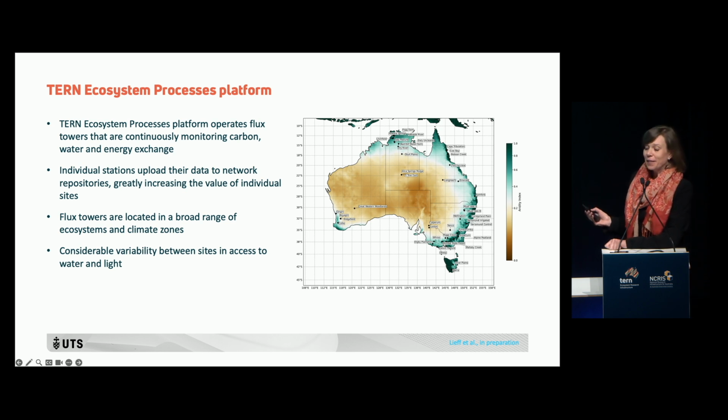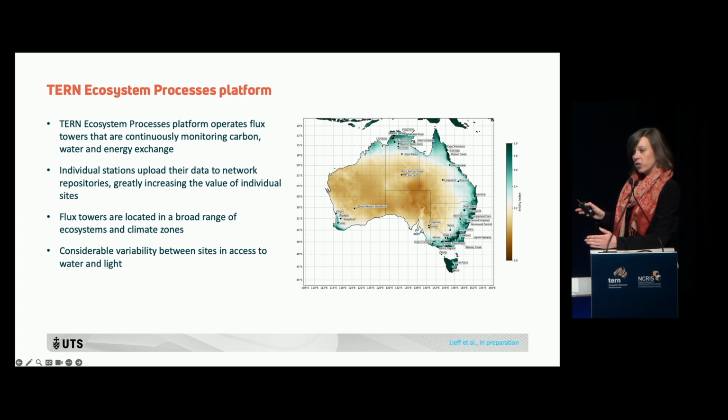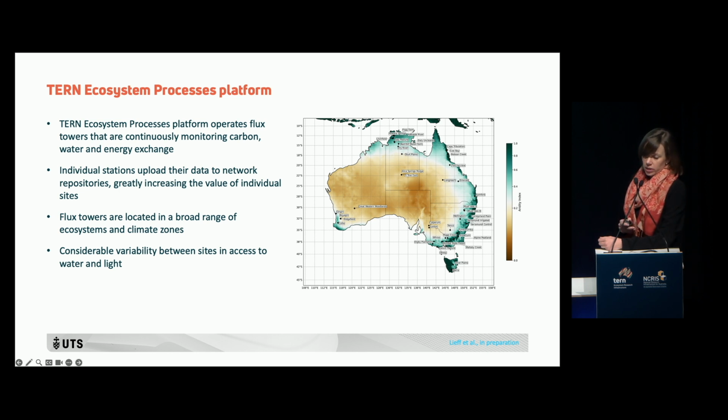Okay, so far it's looking good. So let me introduce you to the TERN Ecosystem Processes platform. You should probably be familiar with it by now because Dave already touched on it briefly. We have this network of flux towers that are continuously monitoring carbon, water, and energy exchange. It's a collaboration of individual sites who collect the data at their individual stations, but then they upload it to the TERN data portal, where it greatly increases the value of the individual sites.